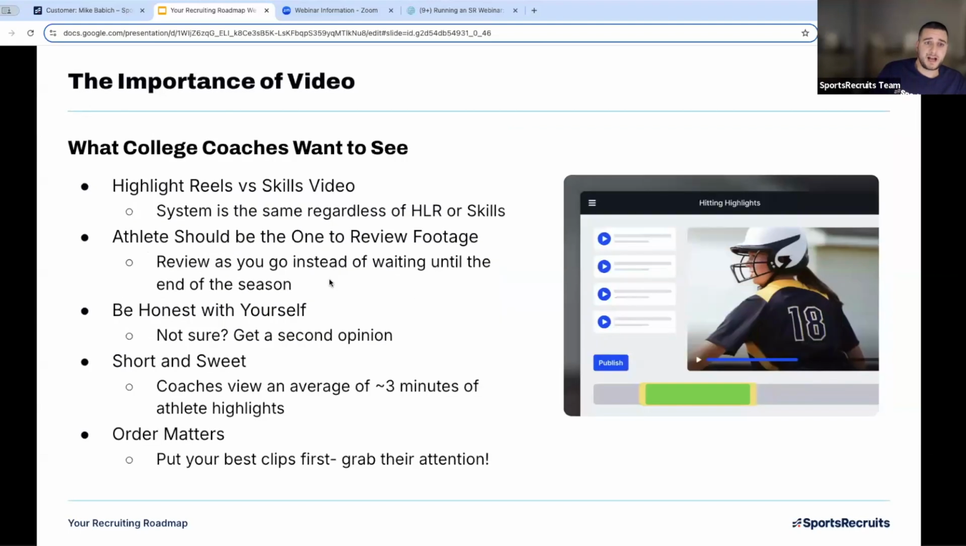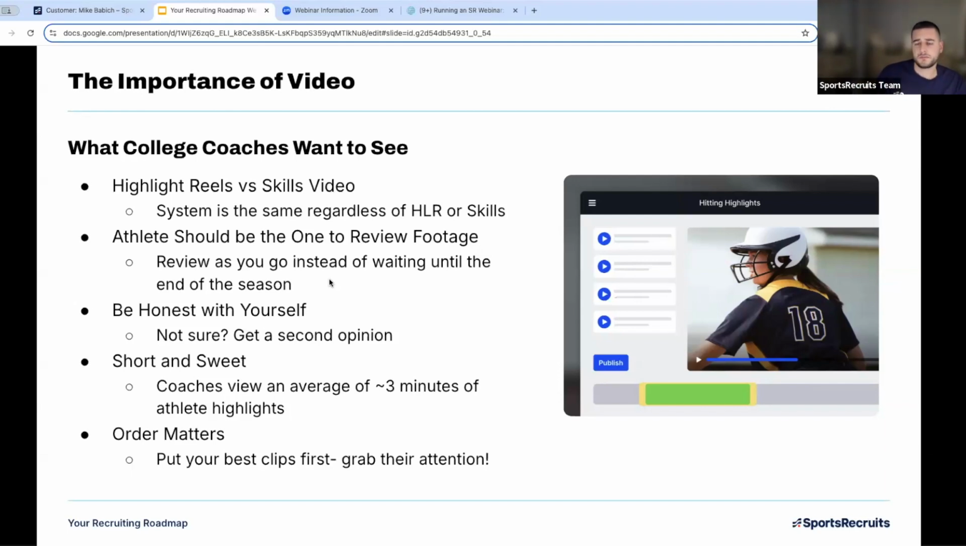Which goes into the next slide, which is, what are the types of videos that you should make available on your sports recruits profiles? Generally speaking, highlight videos are probably the most popular type of video that college coaches want to see. That's usually going to be a combination of cut-up in-game clips that gives coaches a heads up of the type of player that you are and how you positively impact the game.